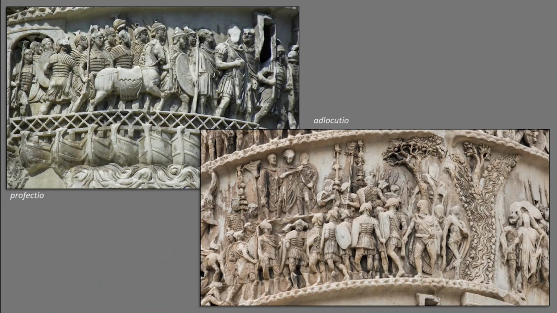We find on the column very similar scenes to what we have on the column of Trajan. We have profectiones, we have adlocutiones, even though, as you will notice here, the emperor is standing much higher above his troops. That signifies a shift in the relationship between the emperor and everybody else towards late antiquity, where the distance to the general population, including the army, becomes ever greater.